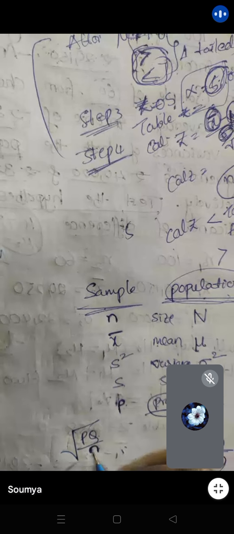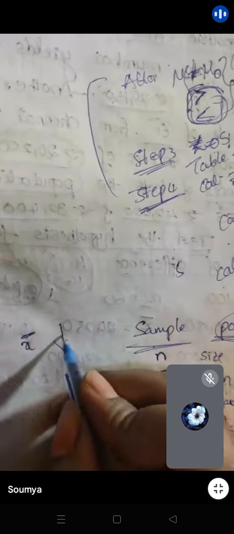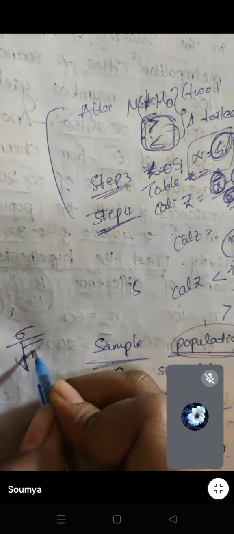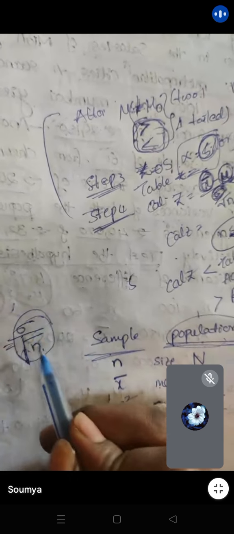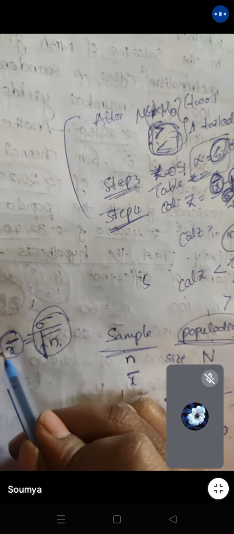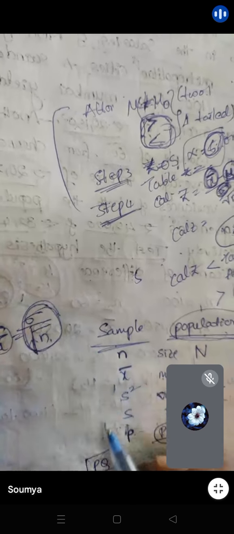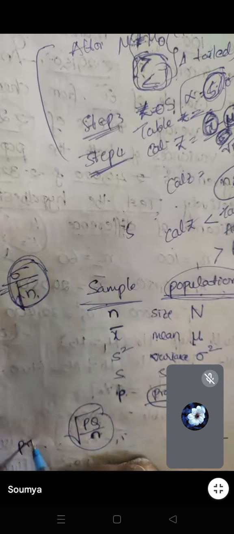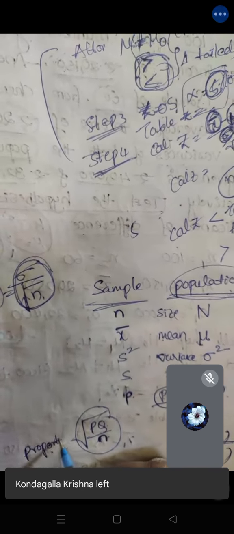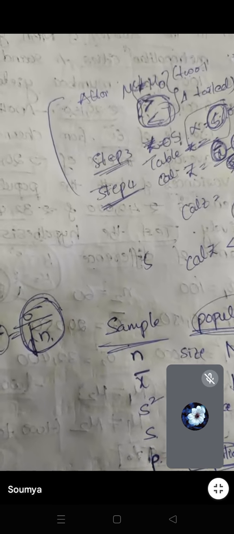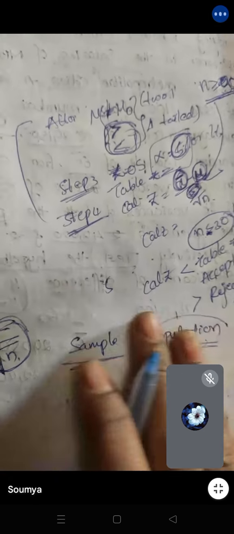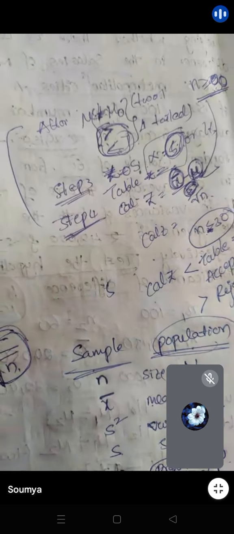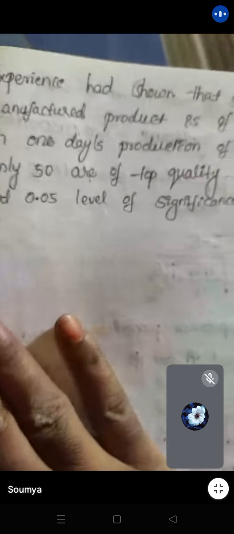Under root PQ by N, this is the standard error. For X bar, we already took sigma by root N. So this is the sample mean standard error, and this is the proportion standard error. These are the concepts you have to remember. Today we will solve the problems of proportion.